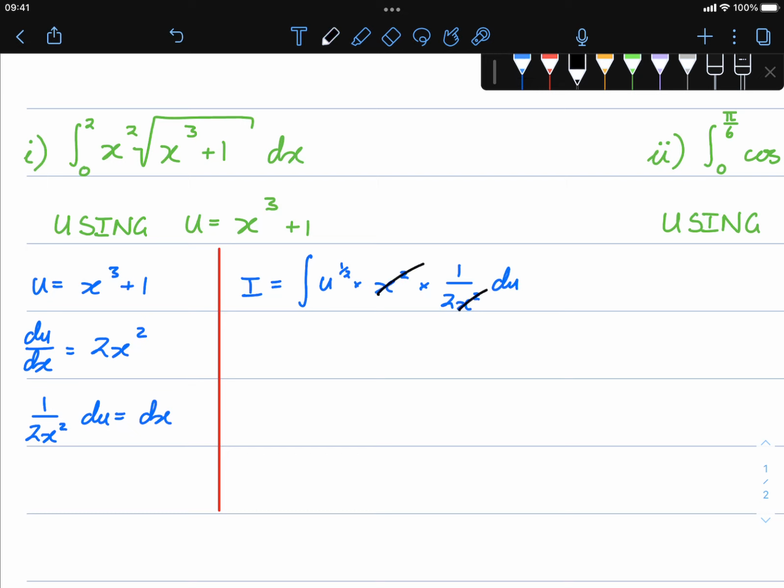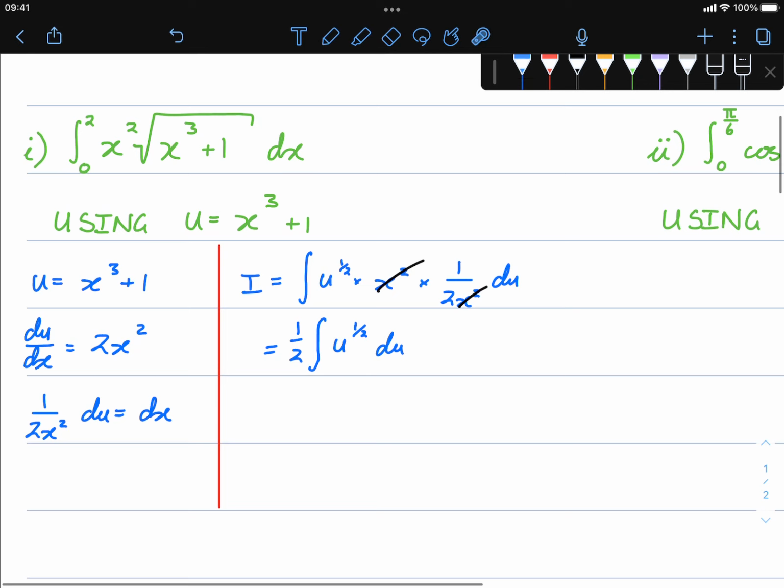Hope you can see we can cancel these, leaving us with that half on the outside like so. So half times the integral of u to the power of half du. Notice how I've left out these values because these values are the values in x. All right, so we can't really show the values here.